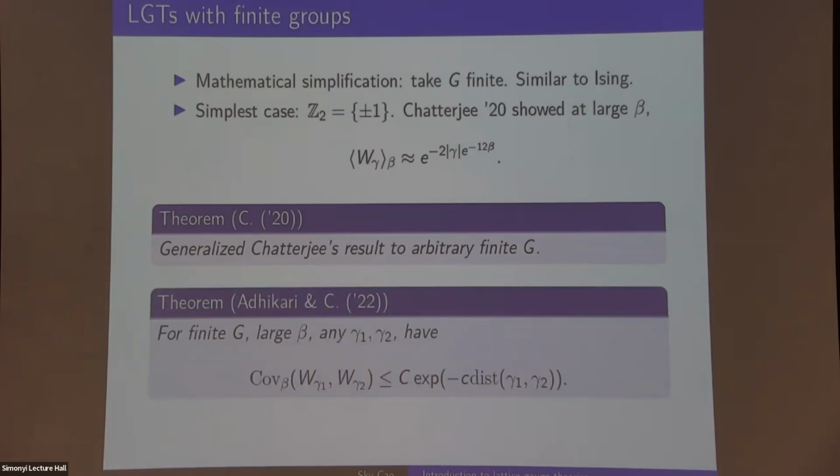And then the last result I wanted to mention, which is joint this year with Arka Adhikari, who's currently a postdoc at Stanford. We showed, in the same setting, finite groups at large enough beta, that if you have any two loops which are far apart, the covariance between the two Wilson loops decays exponentially in their distance. So you can interpret this as saying that two far apart regions of my lattice model are essentially non-interacting because they have exponentially decaying covariances.